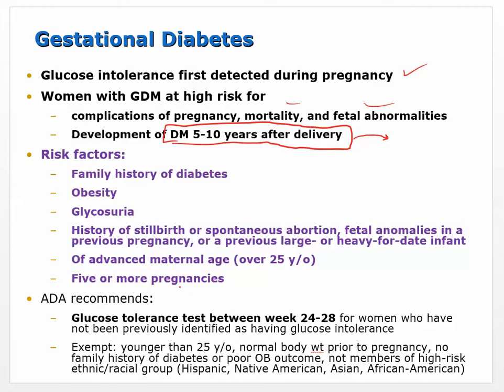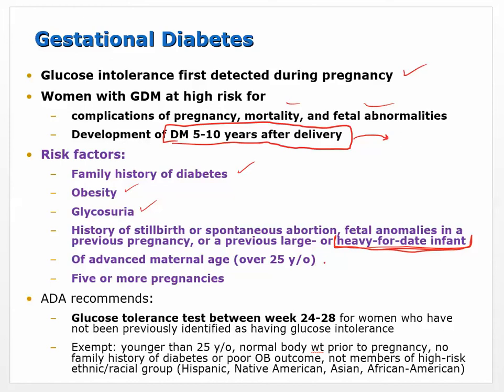Okay. All right. So risk factors. What can lead to this? Family history of diabetes, obesity, glycosuria. That means glucose in the urine, which is really an indication of pre-diabetes. It means you already have too much glucose. History of stillbirth, spontaneous abortion, fetal anomalies in a previous pregnancy, or a previous large or heavy for date infant. Big babies sometimes could be from gestational diabetes, or at least could be an indication of that.